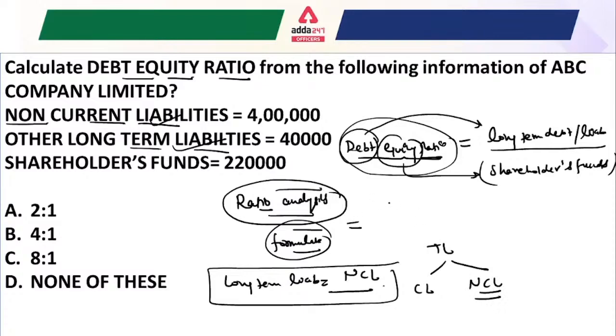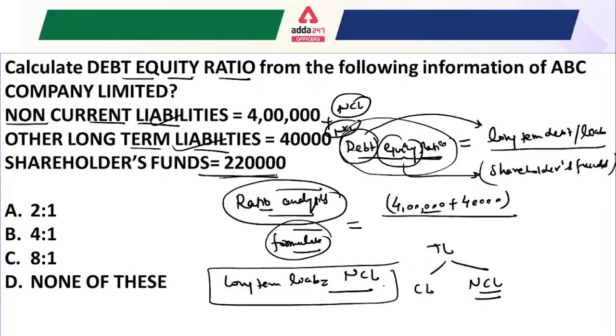So if the non-current liabilities given here are 4 lakh, just write 4 lakh plus 40,000 rupees, and all of that is part of your long-term liabilities. So this is also a non-current liability, this is also a non-current liability, and it would be divided by the shareholders' fund, which is 2,20,000 rupees. So now if I ask what this value would be, that is 4,40,000 divided by 2,20,000. So the value would be again 2:1, right?